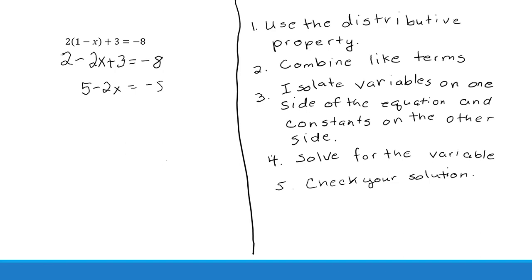equals negative 8. I want to move the 5 to the other side of the equal sign since it does not have a variable. So since it's a positive 5, I'm going to subtract 5 from both sides. The 5's cancel. I bring down the negative 2x. When the signs are the same, we bring down the sign, so this would be negative, and 8 plus 5 is negative 13.